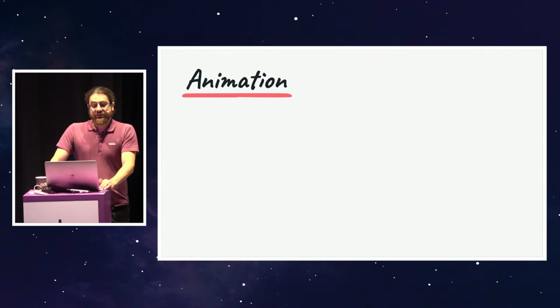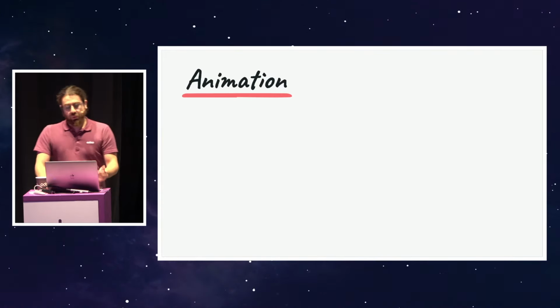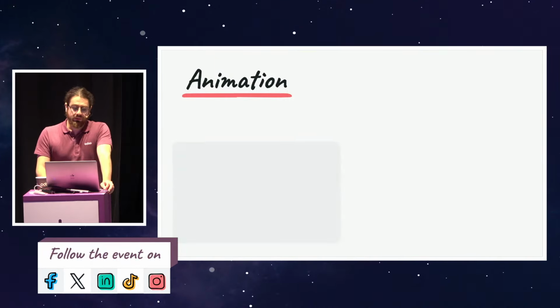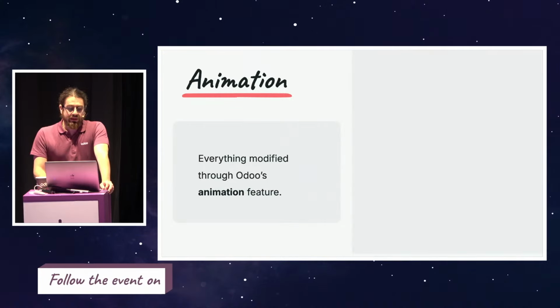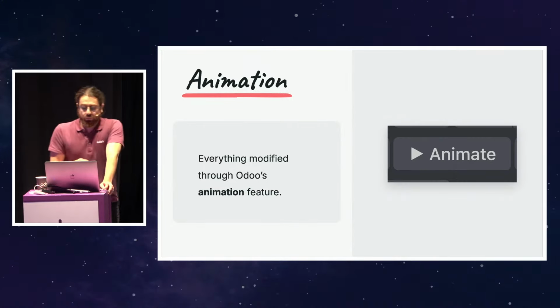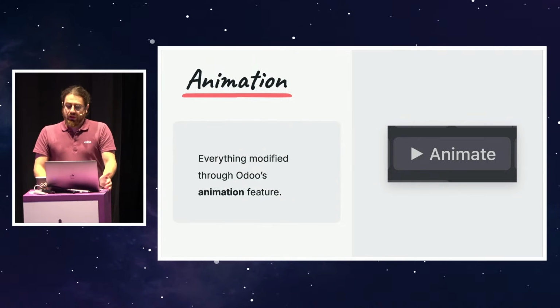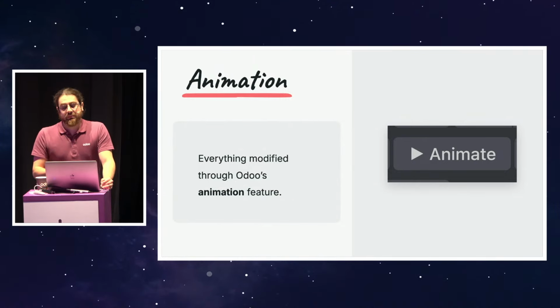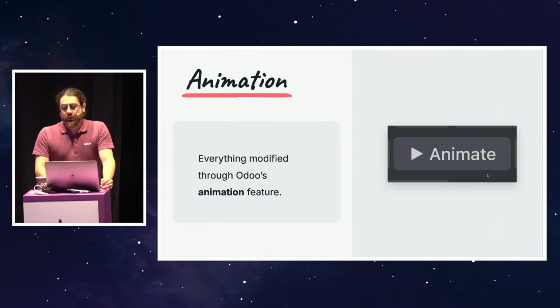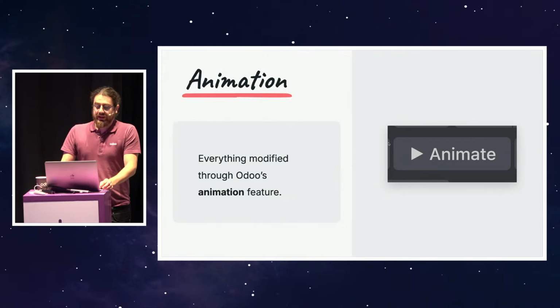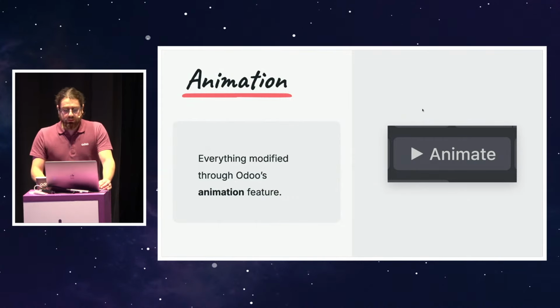The next element is animation. So we just talked about motion, but what we understand as animation is actually everything modified through Odoo's animation feature, plain and simple. How could we identify those animation elements? Whenever we click on an element that could be animated, we will see this animate icon.